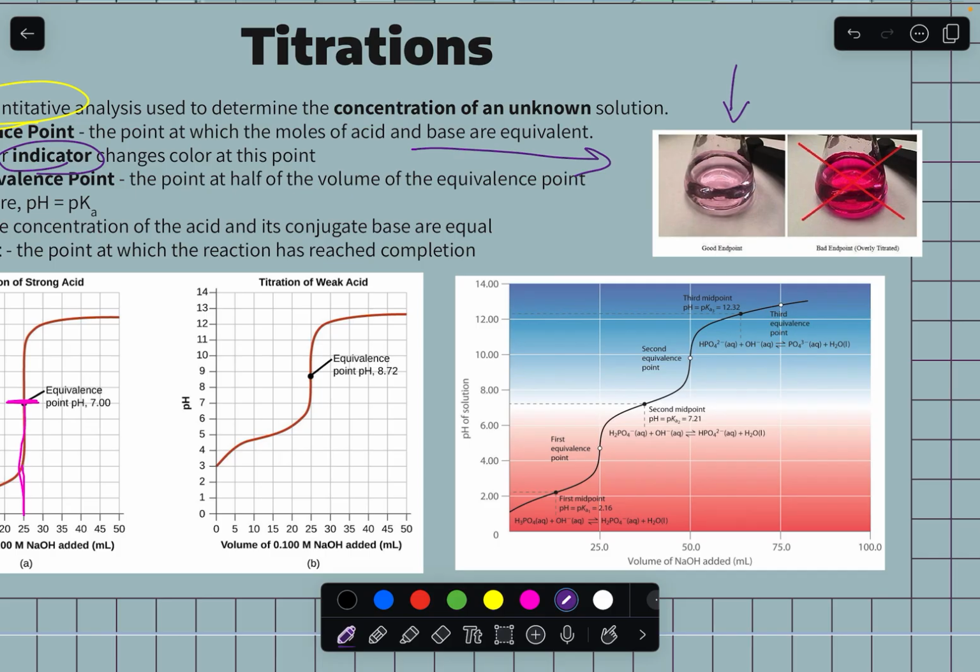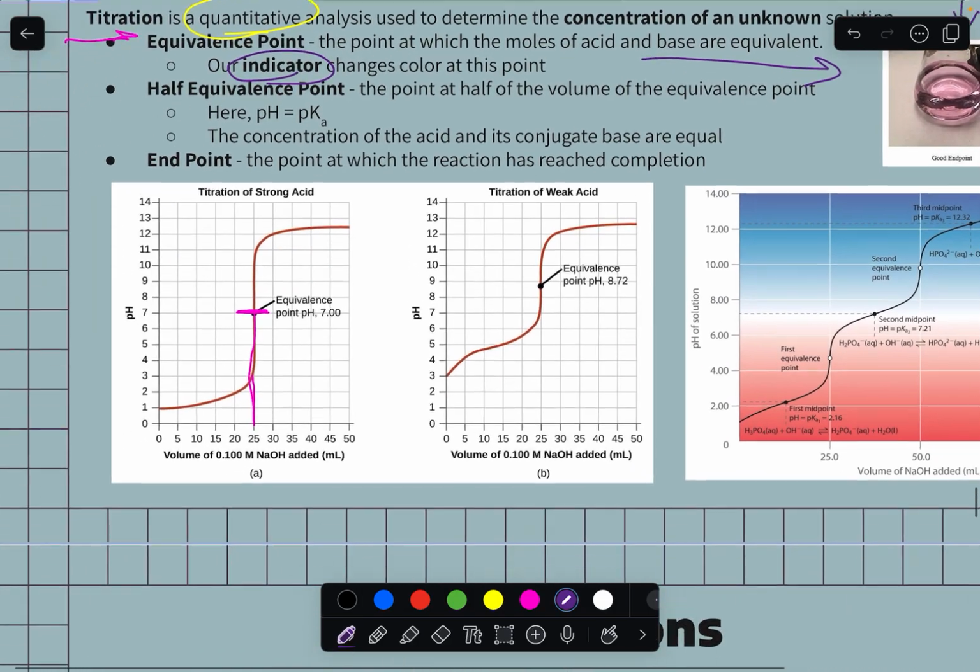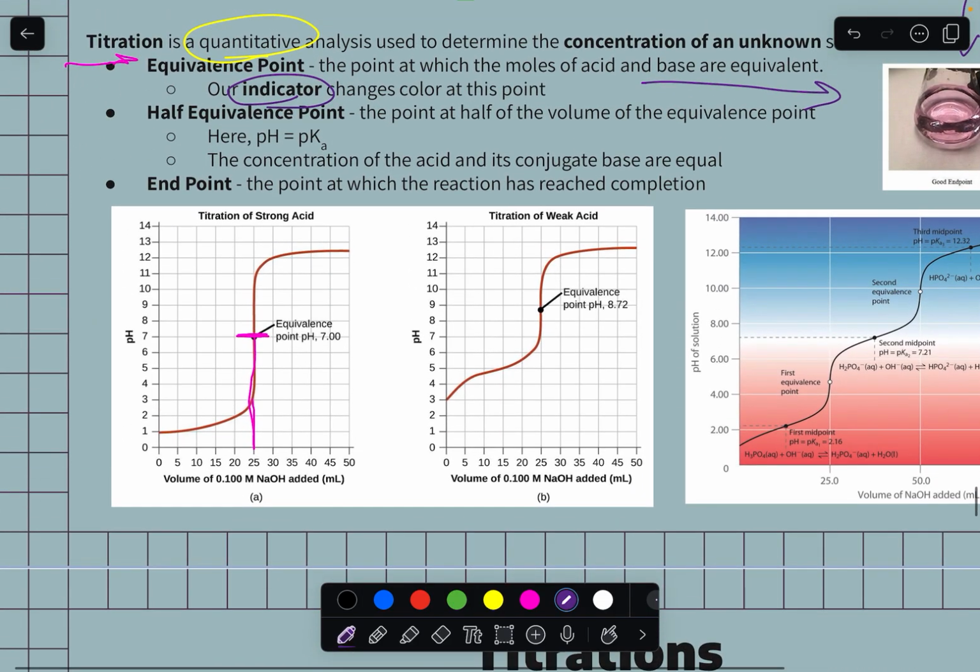If you go too far past the equivalence point, if you overshoot it, it becomes this bright pink color. Okay. So at the equivalence point, that's when our moles of acid or base are equivalent. That's when our indicator changes color. Right. The half equivalence point is what it sounds like. It's half of the equivalence point.